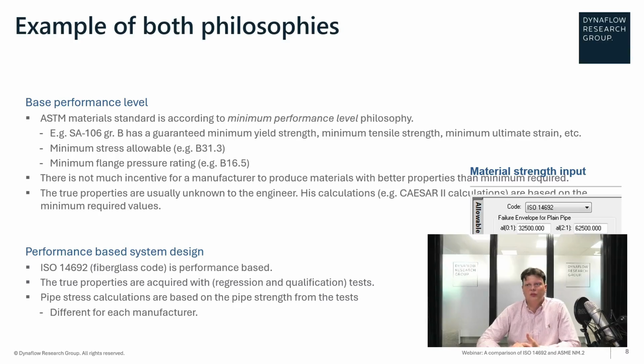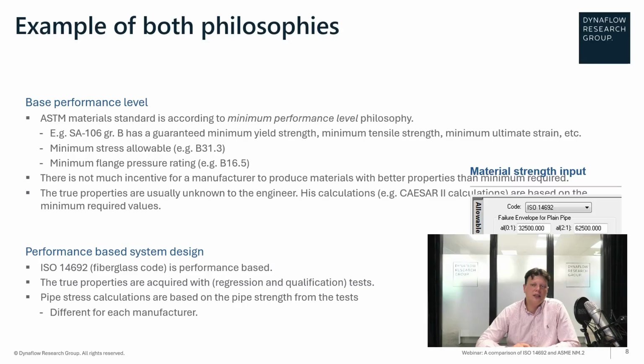So some examples. The B31.3, as we said, is a code which has minimum performance level, and you have material specifications for minimum yield strength, tensile strength, all the allowables, flange pressure ratings. And it means that there's not much incentive to produce materials with better properties than the minimum required.